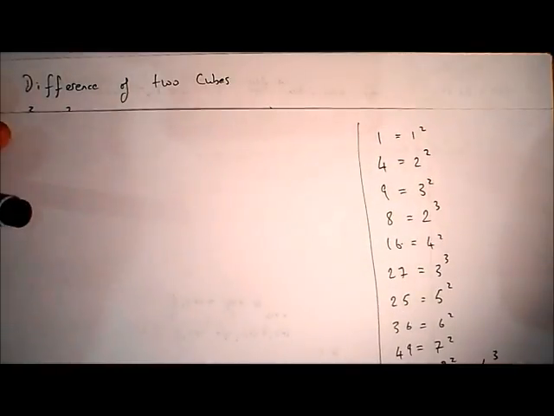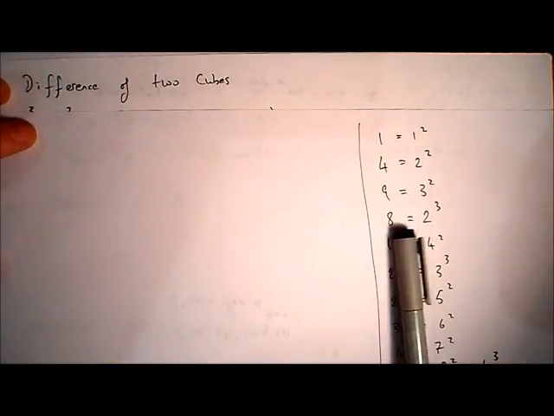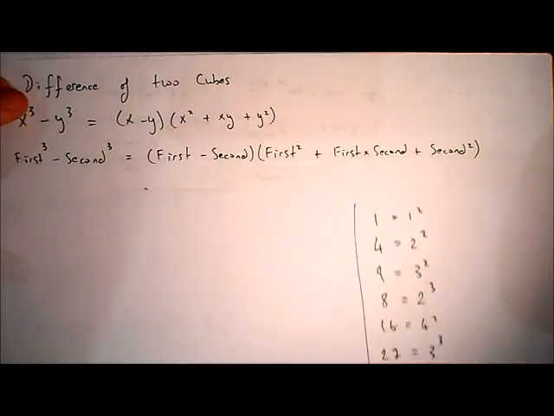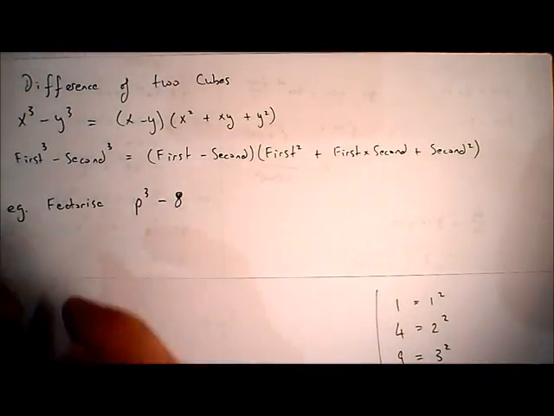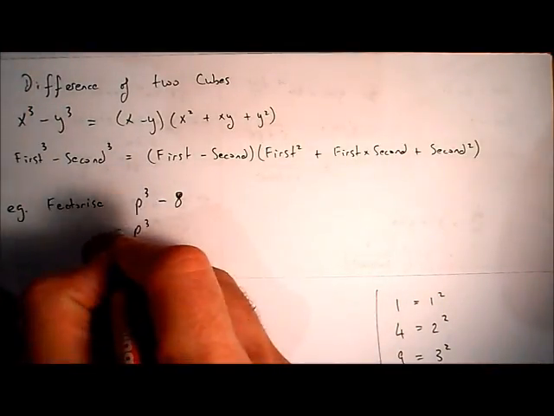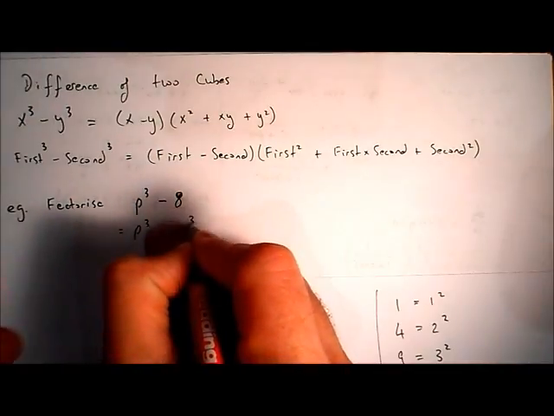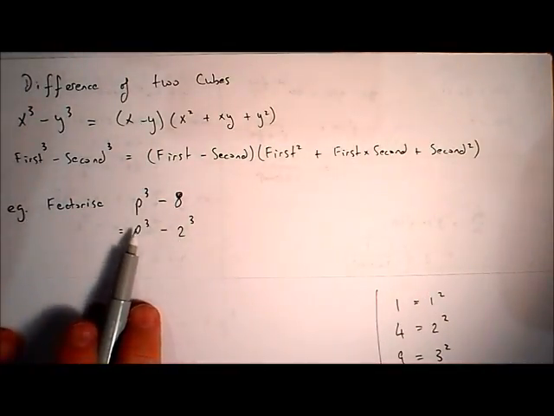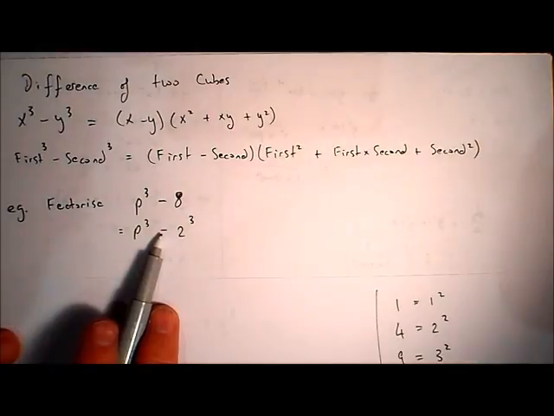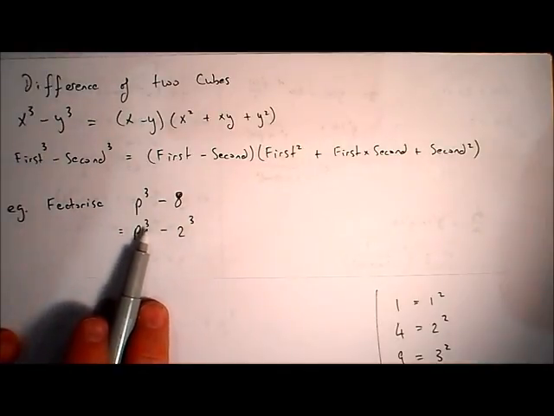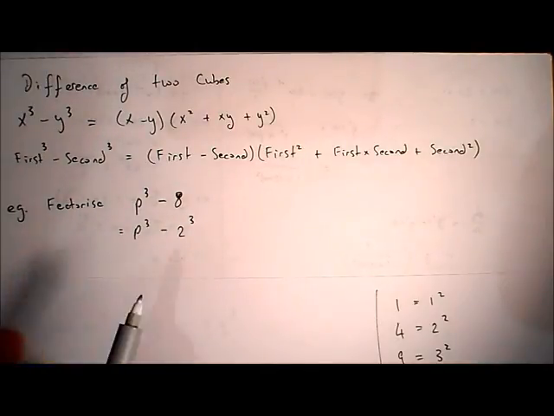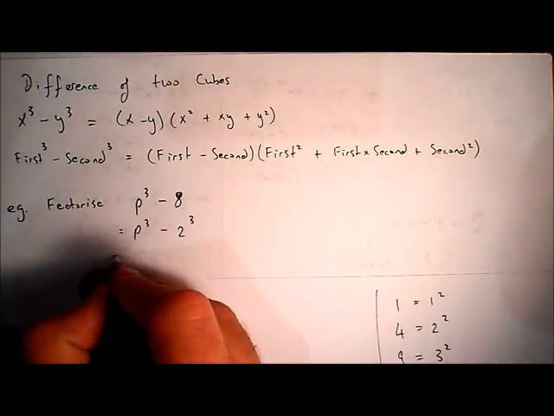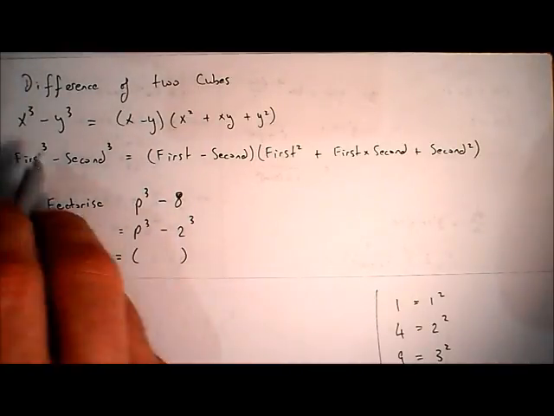Well, you've got to remember, let's have a look at this number 8. 8 is the same as 2 cubed. So instead of writing p cubed minus 8, I can write p cubed minus 2 cubed. Now if you look at that, we've got a difference, because we're subtracting, and it's a difference of 2 cubes. So I can factorize that using the difference of two cubes method up here.